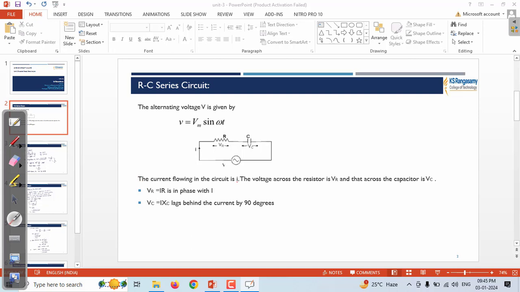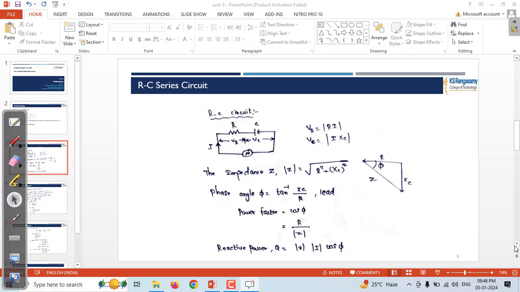Here the voltage is in phase with the current. If you see VC, that is the voltage across the capacitor, it is I into XC. Here the voltage lags behind the current by 90 degrees. This is an important term. Now you can see the formulas.